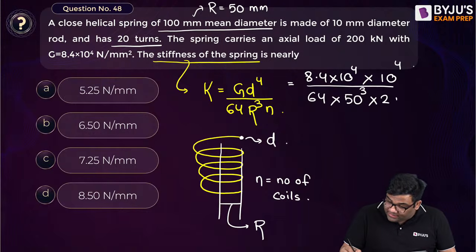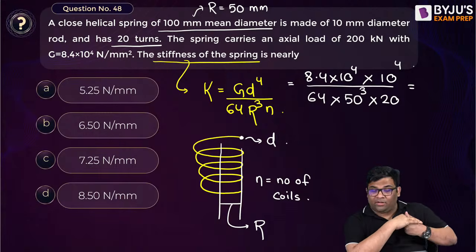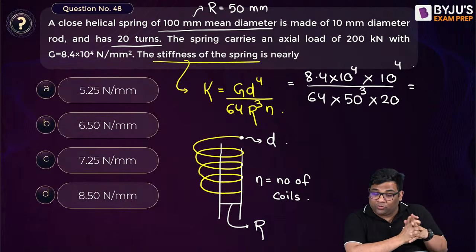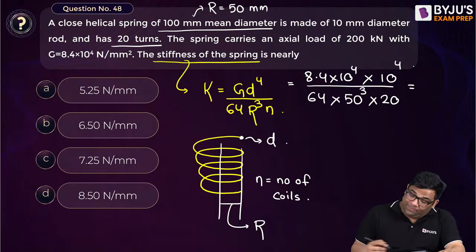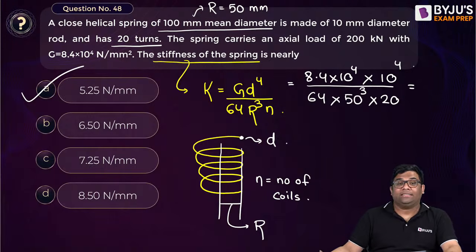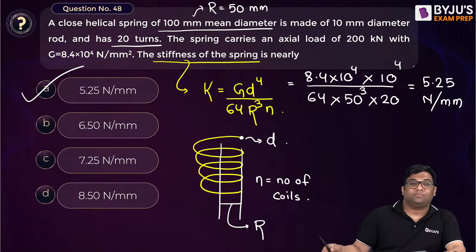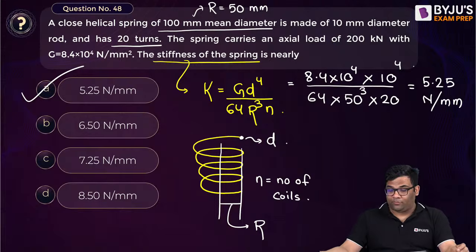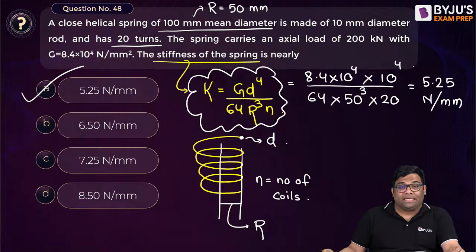So what is the K value you are getting from here? Tell me. If you solve, you will get exactly 5.25. Are you also getting the same value? Please answer in the comment section. Yes, you will get 5.25. In this formula, you should know the terms. From the diagram, it is clear now.